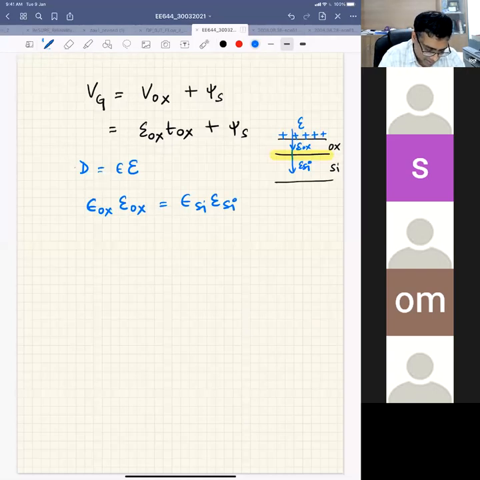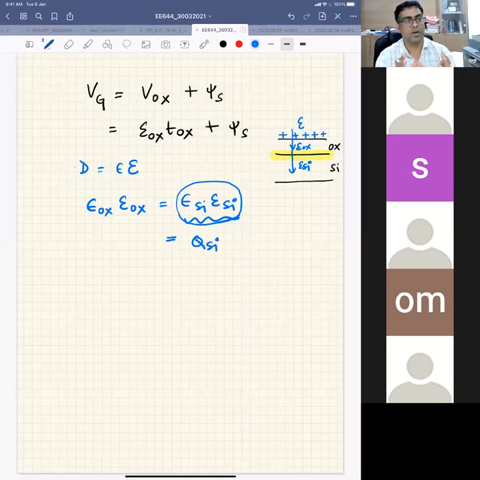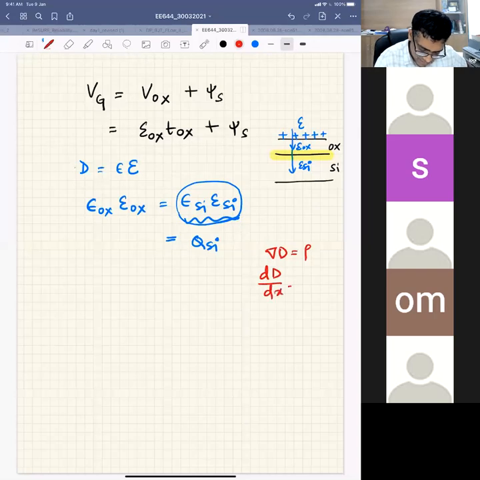If you look at the flux line, this part here is nothing but your charge in the silicon. If you go by Gauss law, del dot D equals rho. So in this case, dD by dx equals rho.